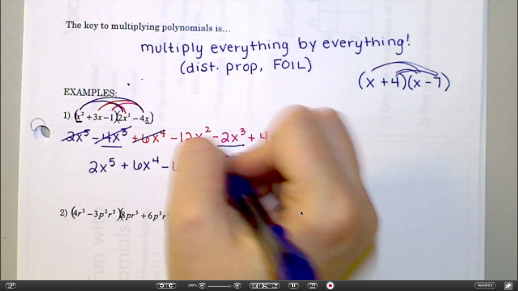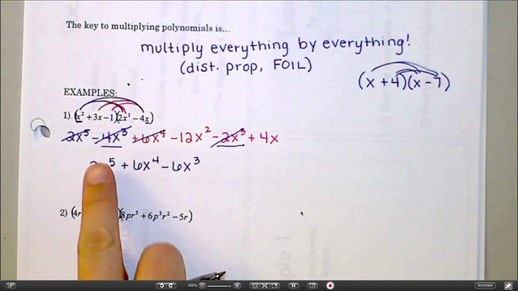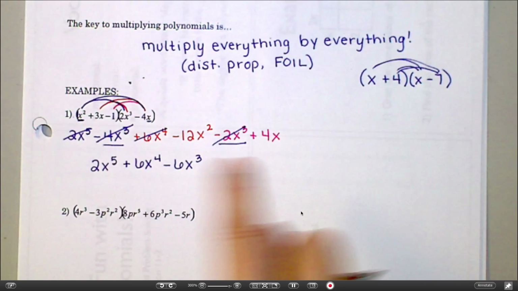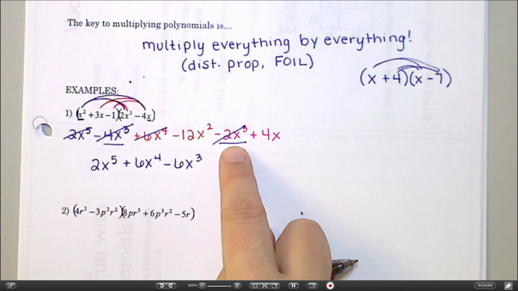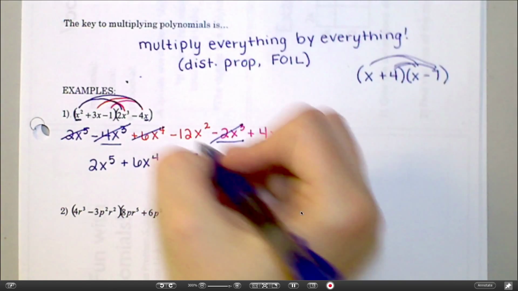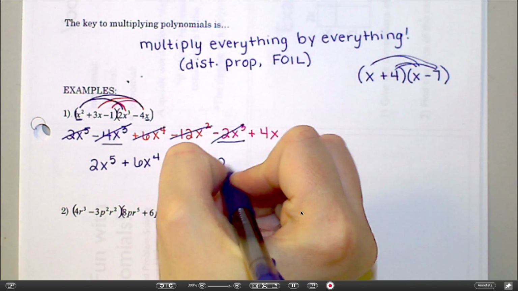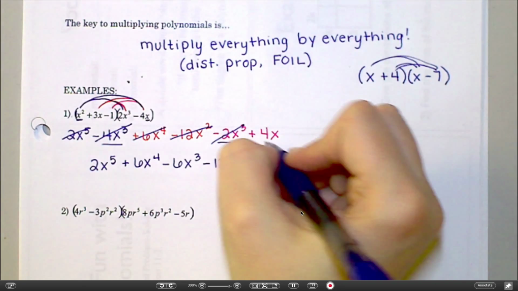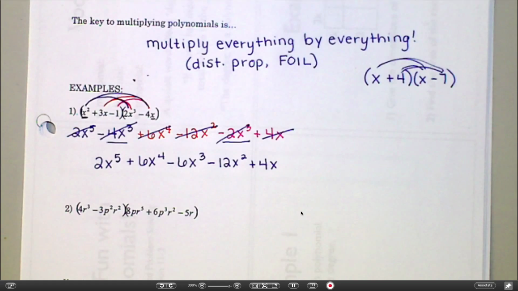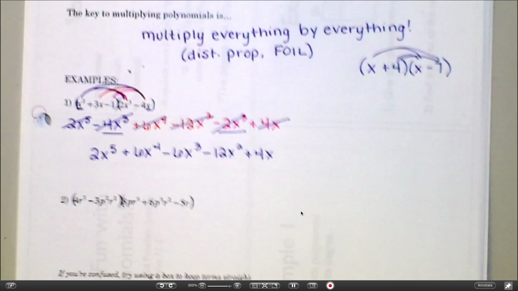So you would just subtract the two numbers, not the exponents. Right, because that's like this many x cubes and this many x cubes. How many do you have total? You have negative 6x cubed. So when you're adding and subtracting, the exponents don't change. Okay? And then minus 12x squared and plus 4x. Okay? That's what your final answer would look like. Good? Not hard, right? Just kind of takes a while.